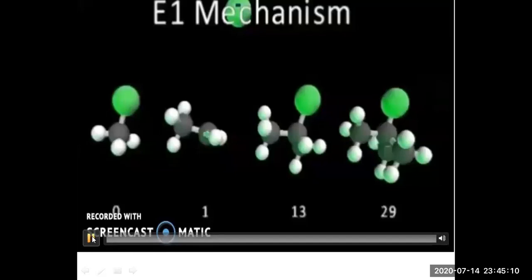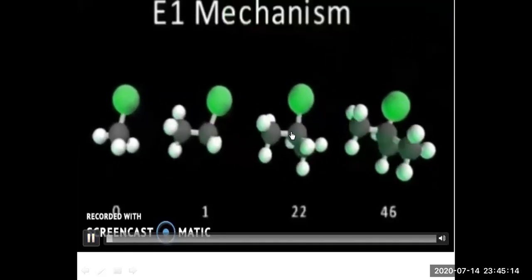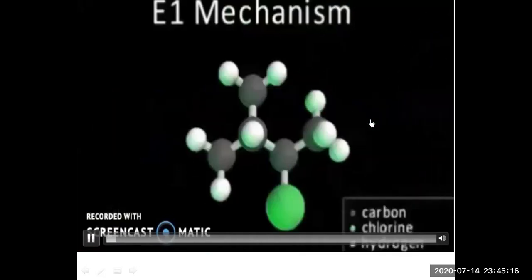Let's see again what the different factors are. So primary, secondary and tertiary carbocations will be obtained. So they react at faster rates. How do they react?